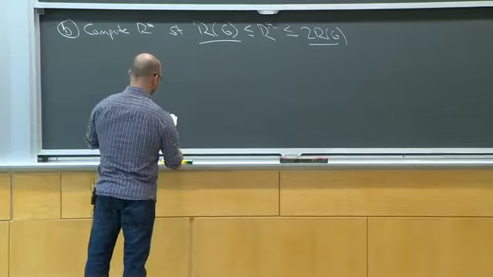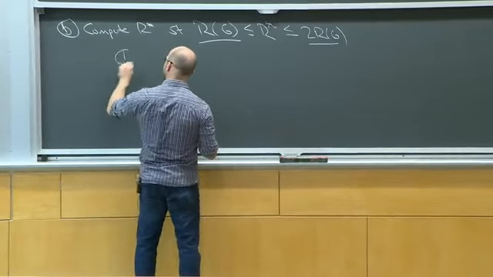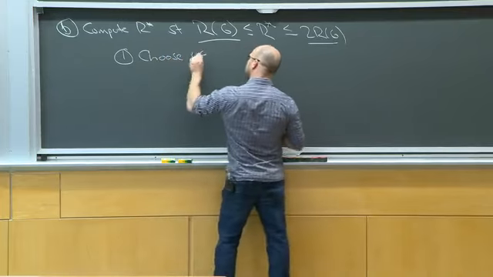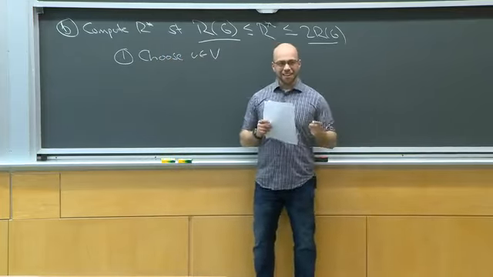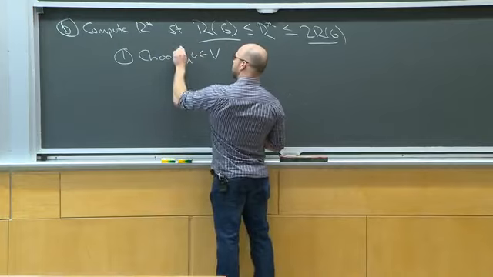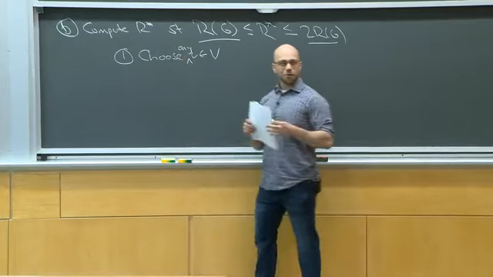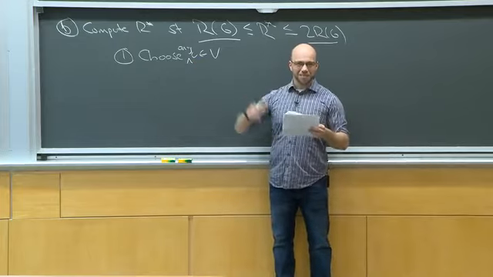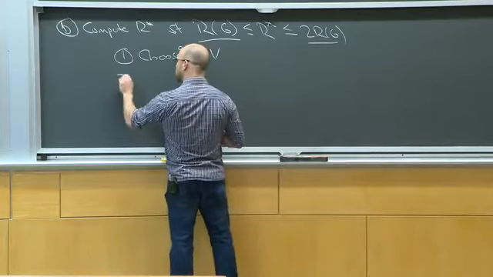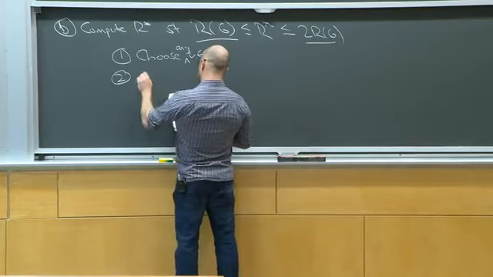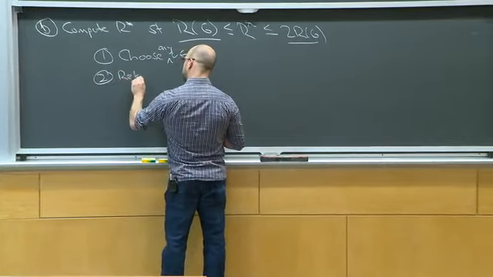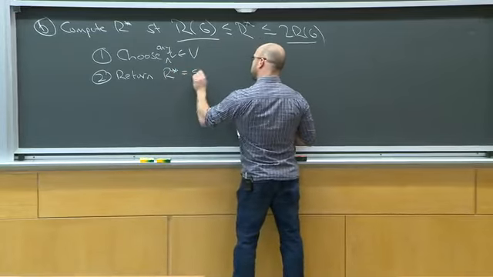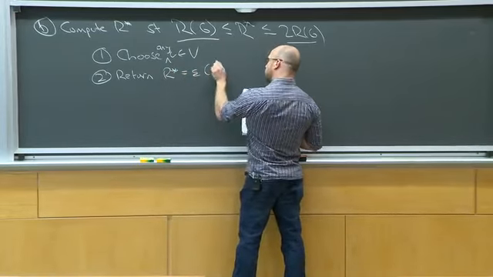So in particular, what I'm going to do is, one, choose a u in V. Let me be clear here, any u in V. So if I'm using some data structure to store all my vertices, I just take the first one, whatever. And two, I'm going to return r star is equal to epsilon of u.